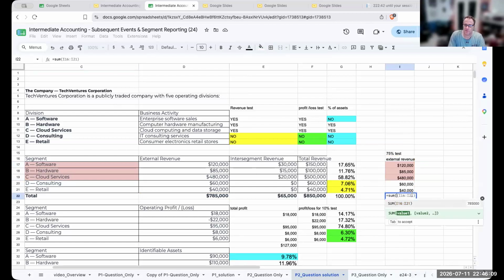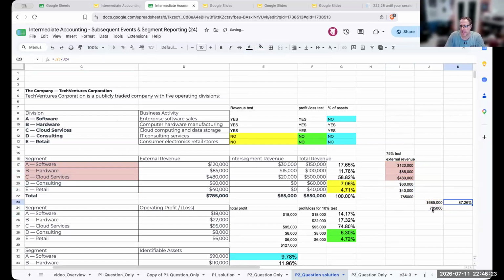As we look at this right over here, we have to say to ourselves, okay, does the 120, 85, and 480 meet? Is this effectively 75% of this? And the answer to that is yes. So we have met the 75% test.